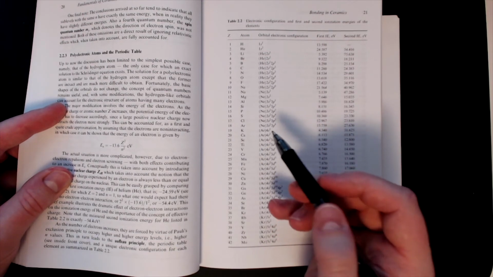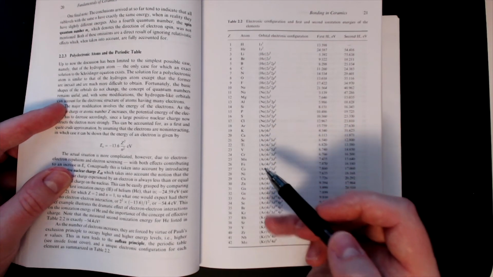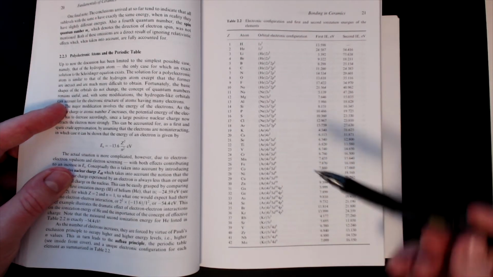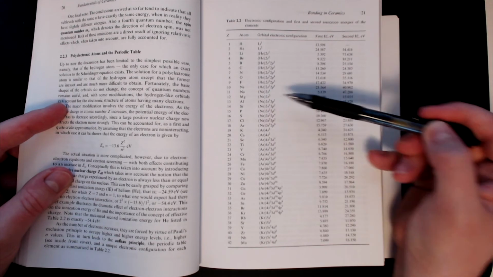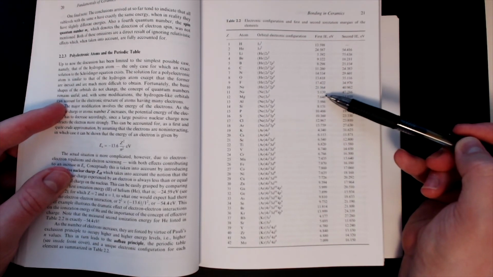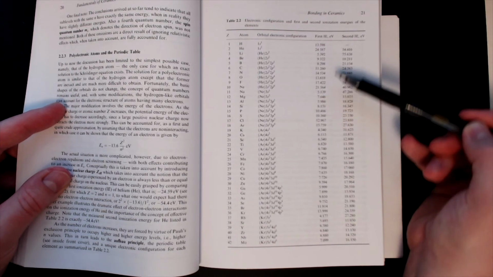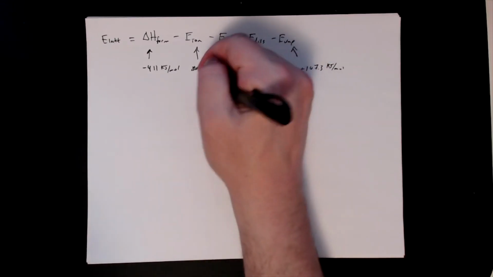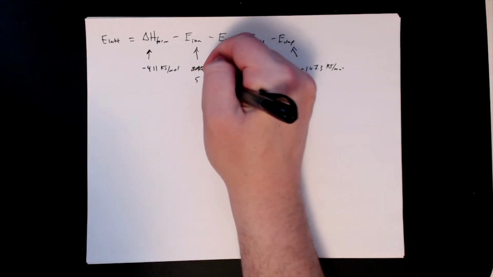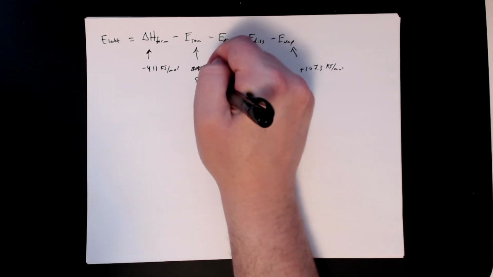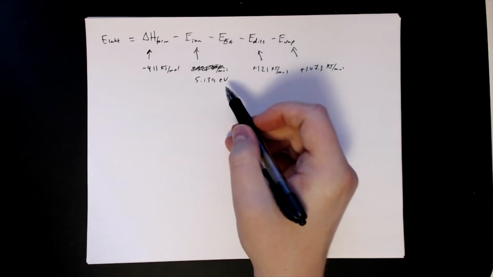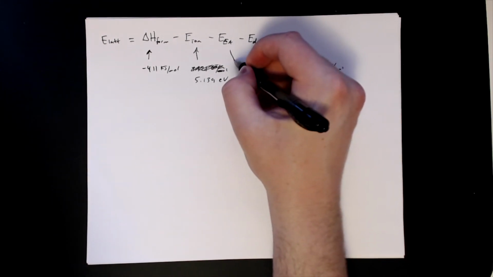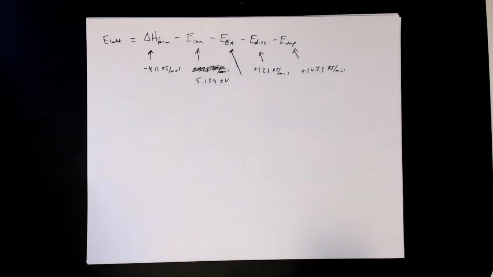And if we look for sodium, where is our sodium here? Here it is, at 11. It gives us the first ionization energy of 5.139, and this is again the removal of that one electron, but this is also in electron volts. So let me go ahead and write that down: 5.139 eV, and we'll look at converting that in a second. But let's get the last term we need here, the electron affinity.